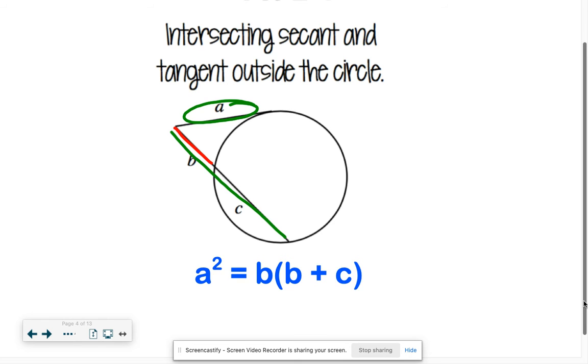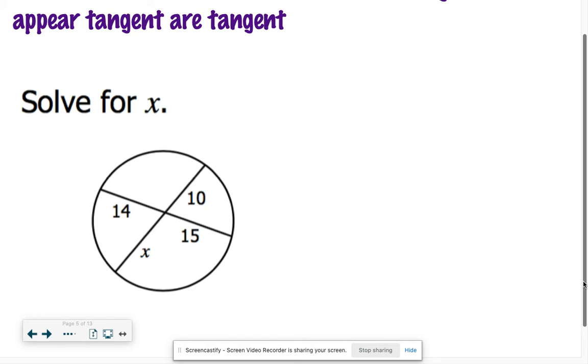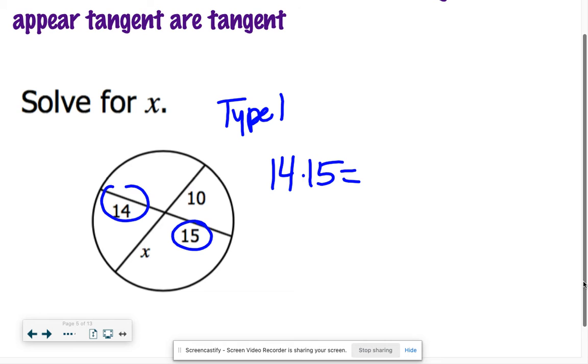All right, here we go. Find each value or measure, assuming that segments that appear tangent are tangent. So we're basically just looking for the value of x on this one. I think it helps if you label them until we get the hang of these things. This would be two chords intersecting, so this would be our type 1 problem. Utilize your notes to help you decide what to do. On this one, you're going to take 14 times 15 and set that equal to x times 10.